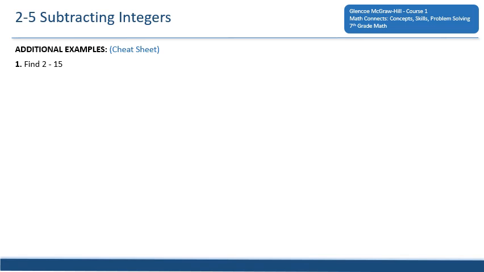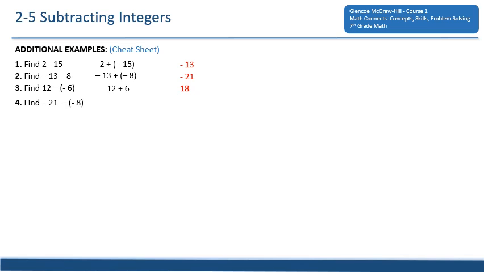Additional examples. Find 2 minus 15. If we add the opposite, it's 2 plus a negative 15, and that equals negative 13. Find negative 13 minus 8. If we add the opposite, we get negative 13 plus a negative 8, and we get negative 21. Find 12 minus negative 6. 12 plus 6 is 18. Find negative 21 minus a negative 8. So it's going to be negative 21 plus the opposite, which is 8. And we get negative 13.